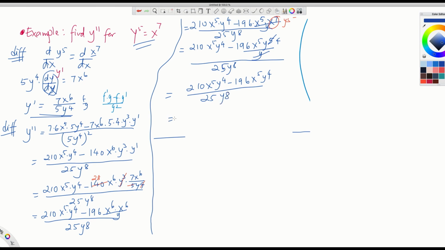If you simplify that, what do you get? 210 minus 196, because x to the 5 y to the 4 and x to the 5 y to the 4 are alike, so that will be 14 x to the 5 y to the 4 divided by 25 y to the 8, right? If you divide by y to the 4, there will be y to the 4 left. So the final answer is 14 over 25 times x to the 5 over y to the 4. This is the final answer for this problem.